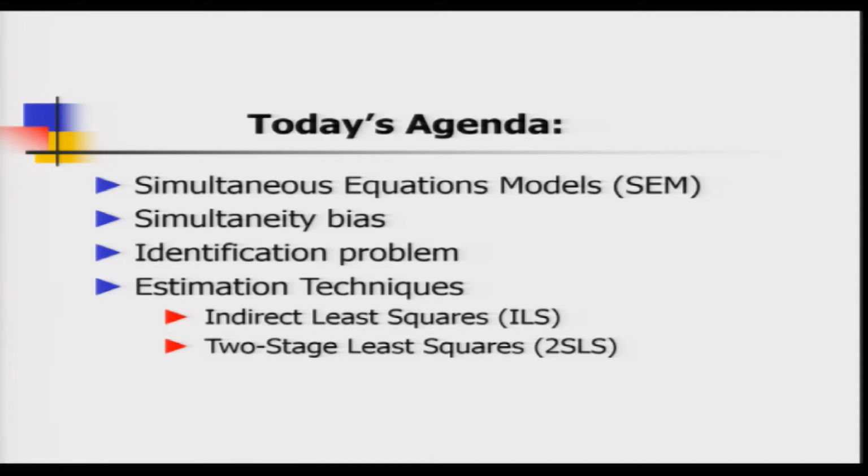So, we are going to briefly define what simultaneous equations models are all about. Then I am going to talk about related concepts like simultaneity bias and the identification problem, and then I am going to talk about 2 estimation techniques which are useful to solve simultaneous equations models, because in this type of special model our good old friend OLS does not help us.